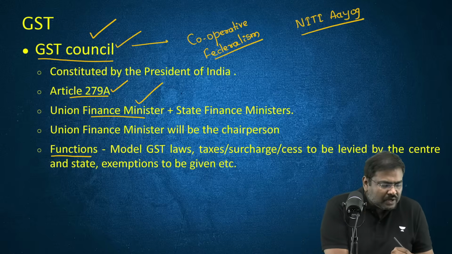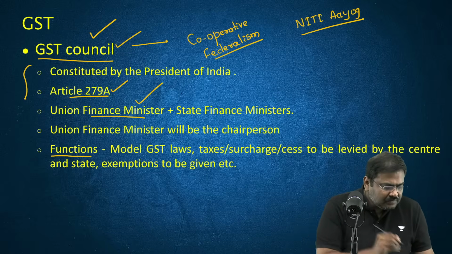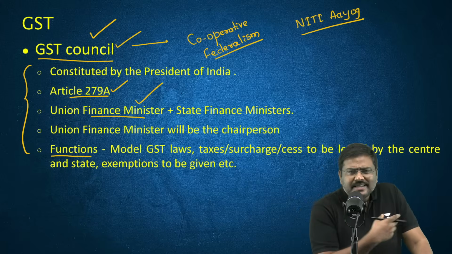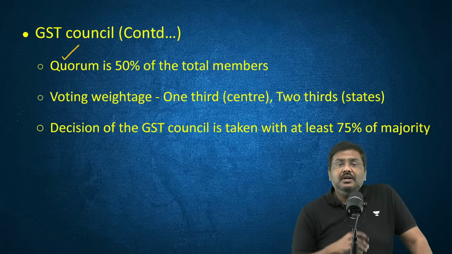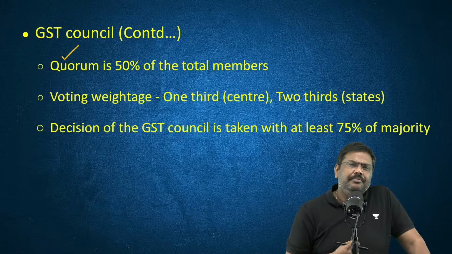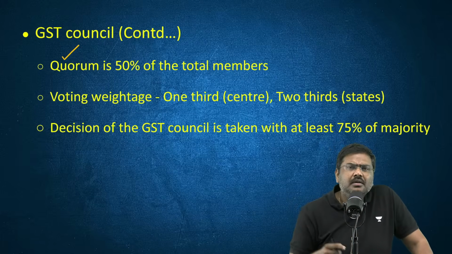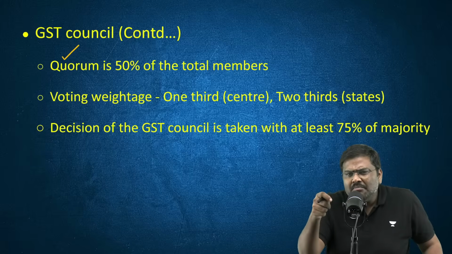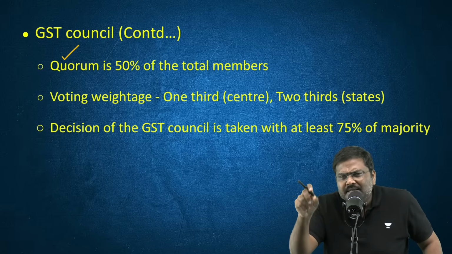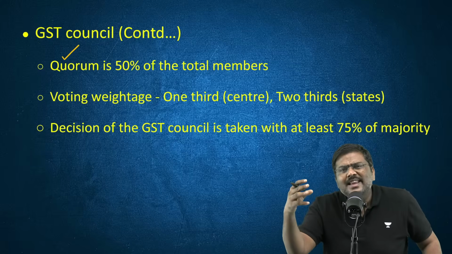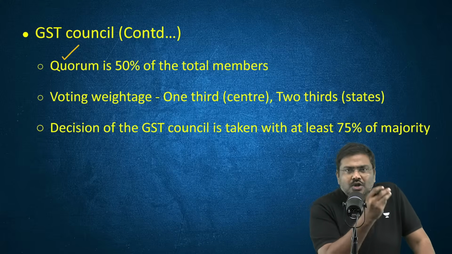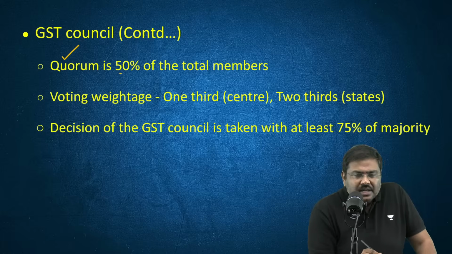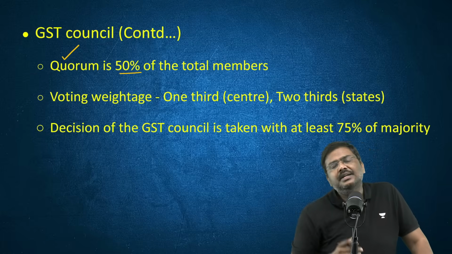So, is everybody okay with the discussion so far? The constitutional authority, etc. Now, apart from that, there is also a requirement of quorum in the GST Council. What is a quorum requirement here? What is the minimum number of members who should be present to start the deliberation, to start the discussions? So, the quorum requirement of the GST Council is minimum 50%.